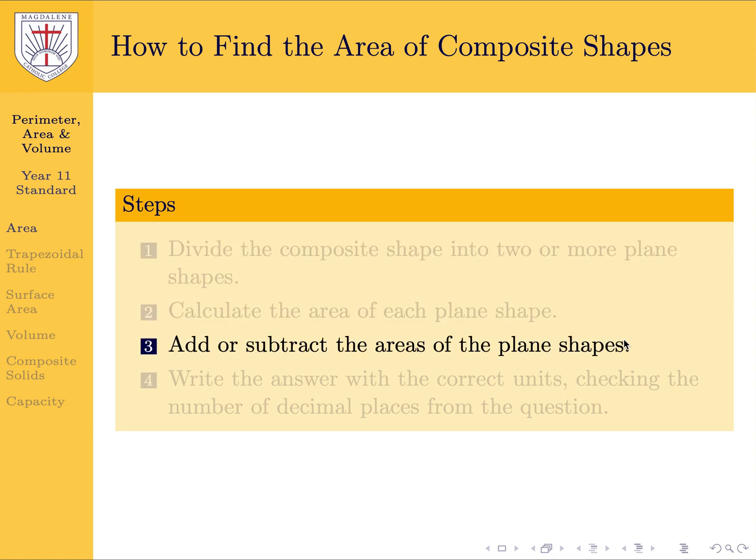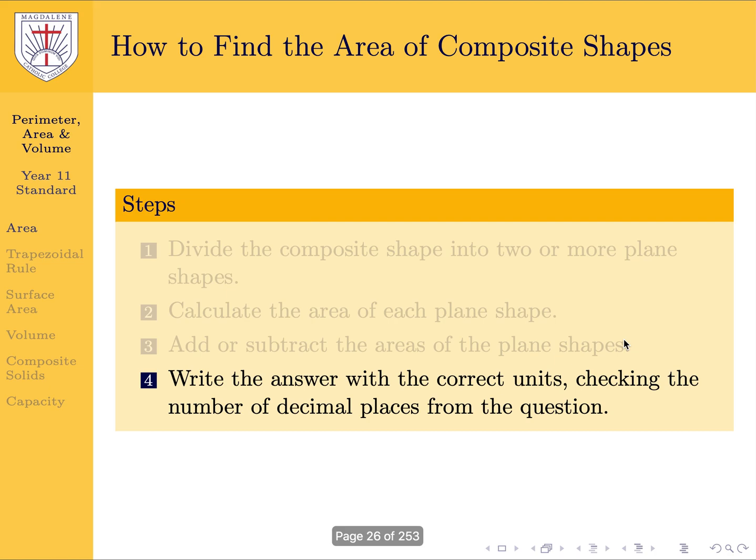Once you've got all the areas of the shapes, you need to add or subtract. It depends on the question whether or not you have to add or subtract. You'll see in a couple of examples. Once you've done that, you need to write the answer with the correct units, checking the number of decimal places from the question.